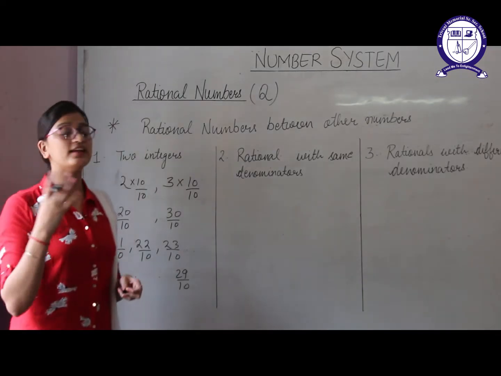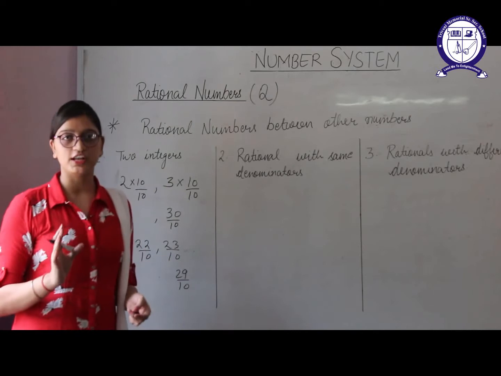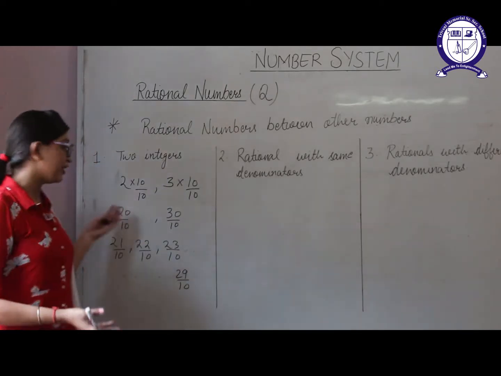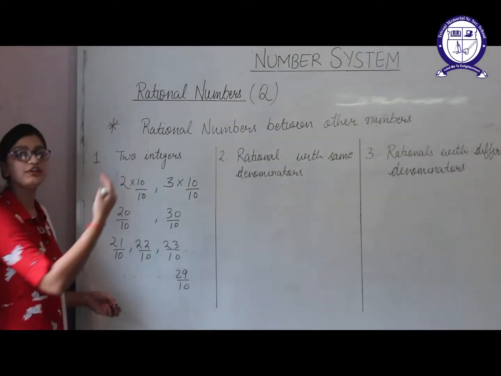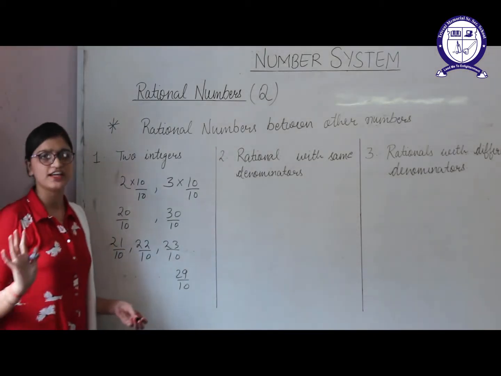Similarly, if they say that you have to write 10 rational numbers, you can multiply it by 20. Multiply and divide by 20 and 20, and then you will find like 19 to 18 rational numbers.